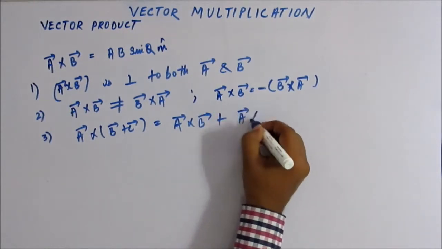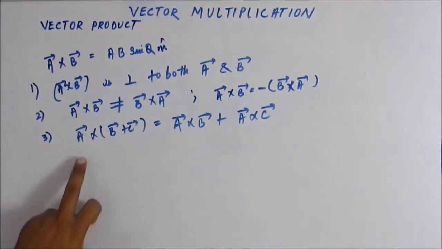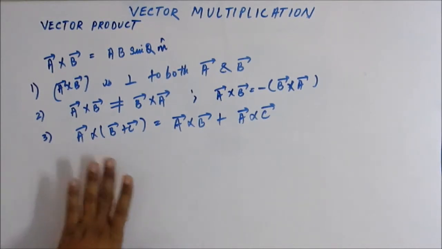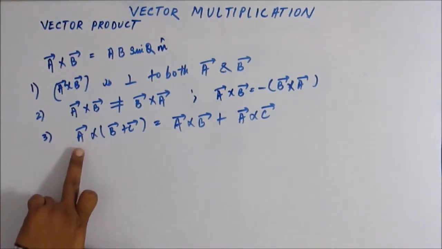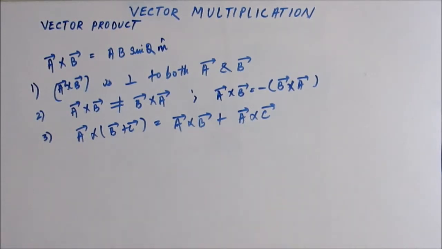What is this property called? This is called distributive property, and the vector product follows distributive property if you follow the order strictly. That means the order sequencing here is A, B, C, you keep the same sequence A, B, C. If you do that, the vector product follows distributive property.